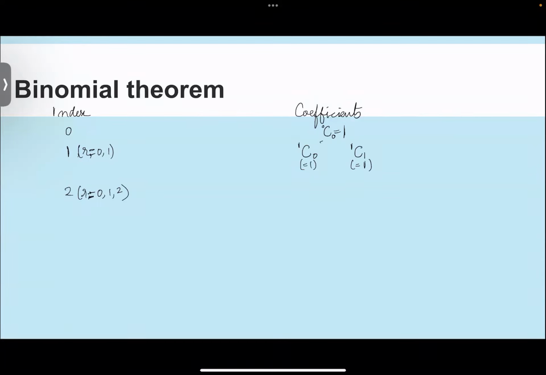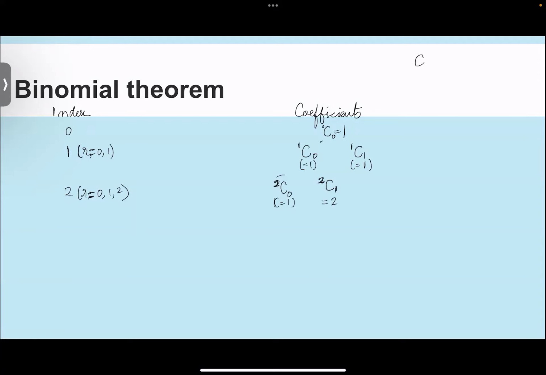Okay, and also we know we'll have 3 terms, so 3 coefficients. So the first coefficient will be 2C0. If you expand this, you will get 1, because if your r is equal to 0, automatically your combination becomes 1. Then the next one is 2C1, where your r is equal to 1. This will give you 2.